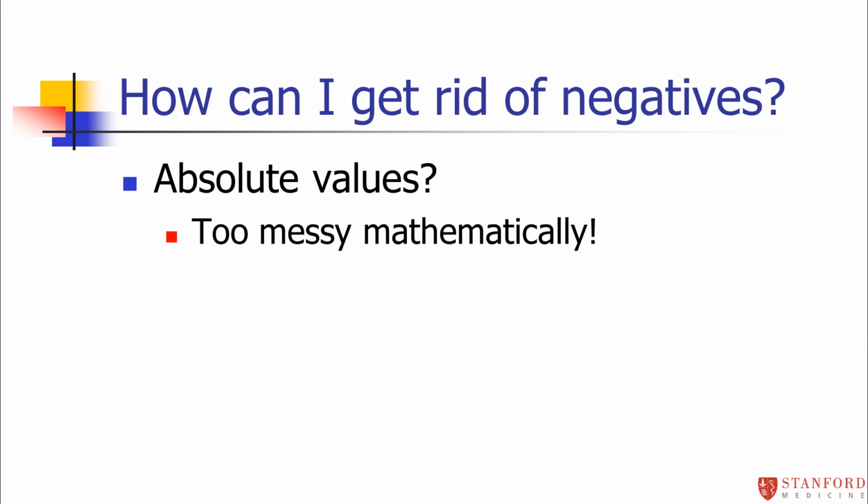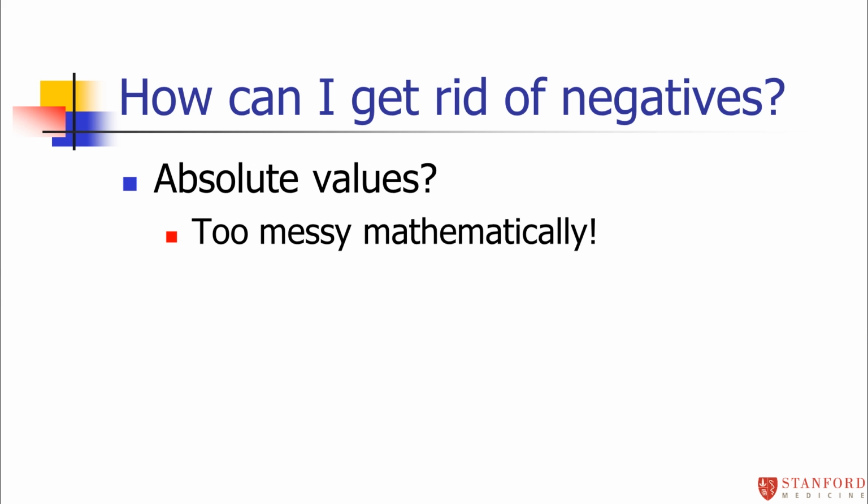However, it turns out that it's very messy mathematically to deal with absolute values. If you remember back to Algebra 2 in high school, when you dealt with absolute values, funny things happened, like less than signs got flipped around to greater than signs. So, mathematically, we don't want to deal with absolute values. So what's another way to get rid of negatives?